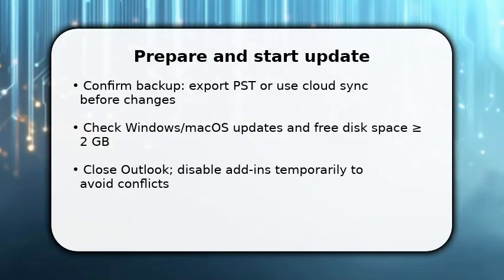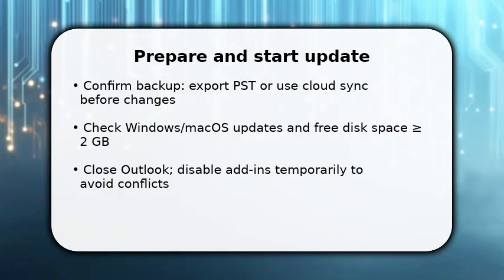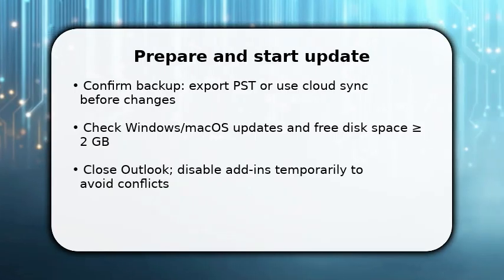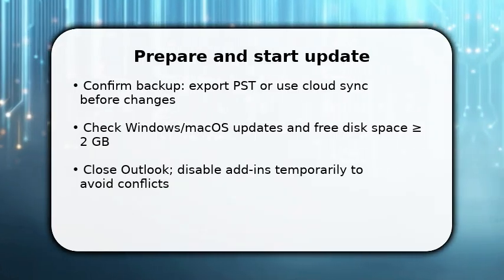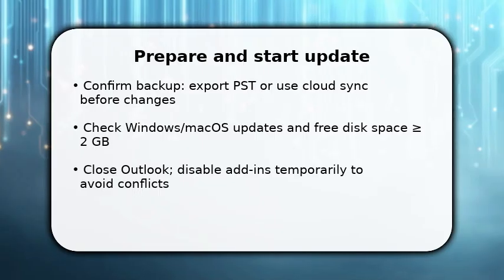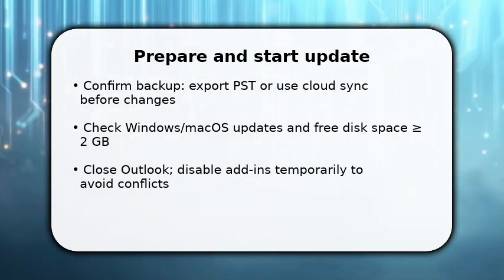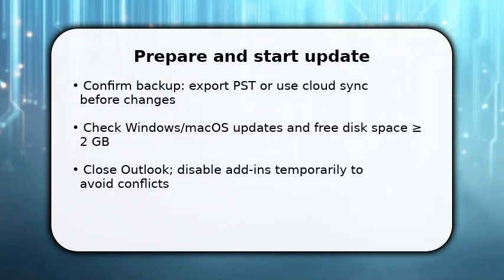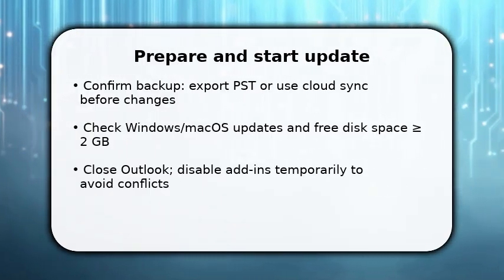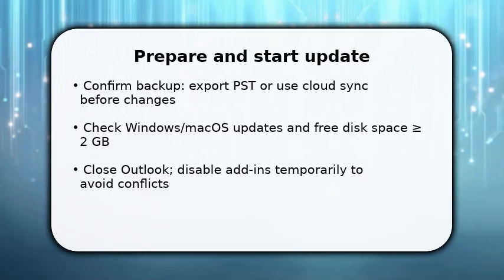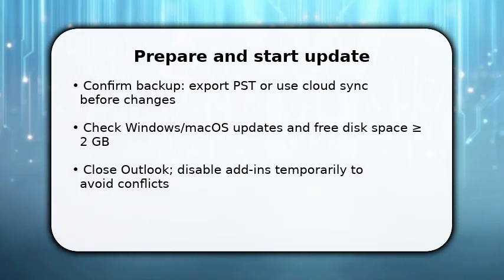You begin by making sure your data is safe and your system is ready. Export your PSD or verify cloud sync. Once done, free at least 2 GB. Check and install any pending OS updates so Outlook's installer won't fail. Then close Outlook and disable non-essential add-ins to prevent interruptions. You do these steps now because they reduce rollback risk and speed the update. Once complete, open the Office Update menu and proceed to the next phase.